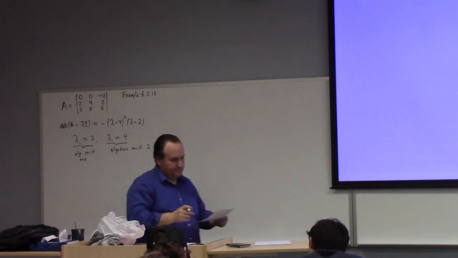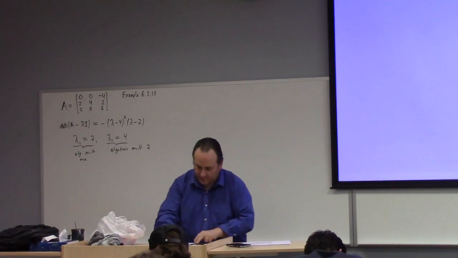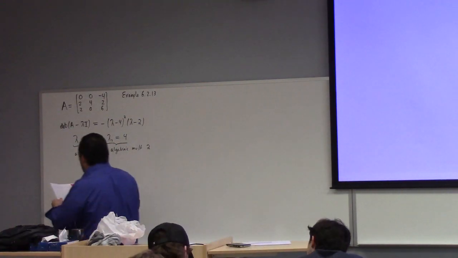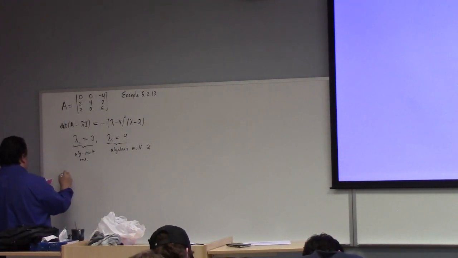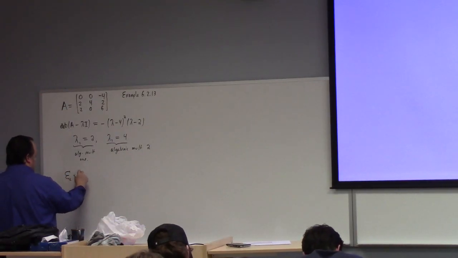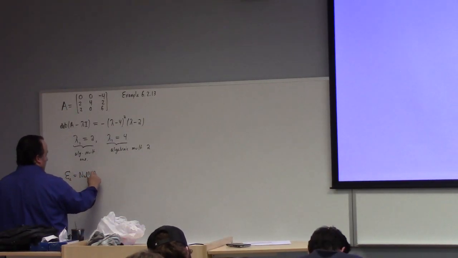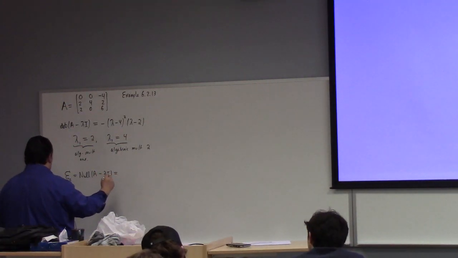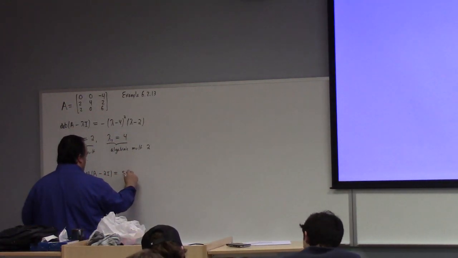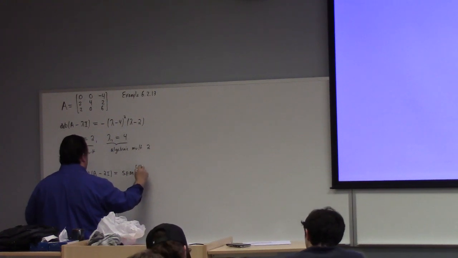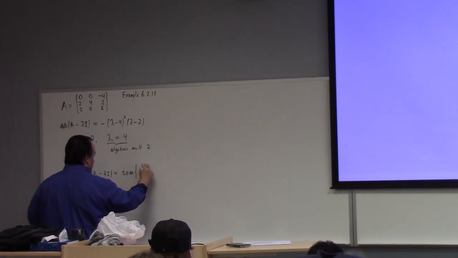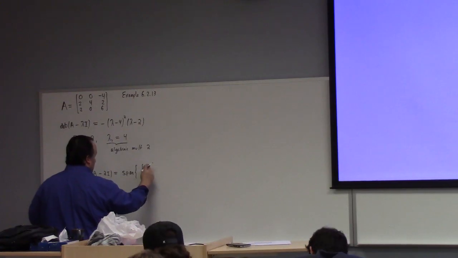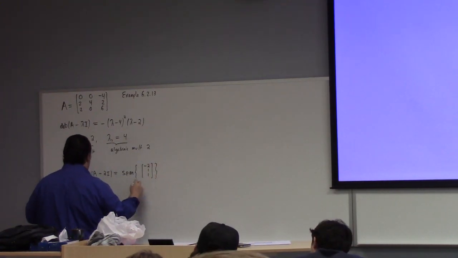And as we work through it, you'll find that the 2 eigenspace, which is the null space of A minus 2I, can be written as the span of (-2, 1, 1). So that's my eigenvector with eigenvalue 2.